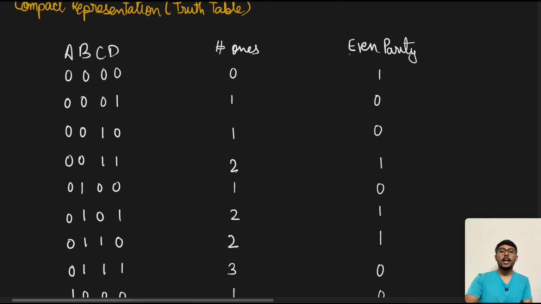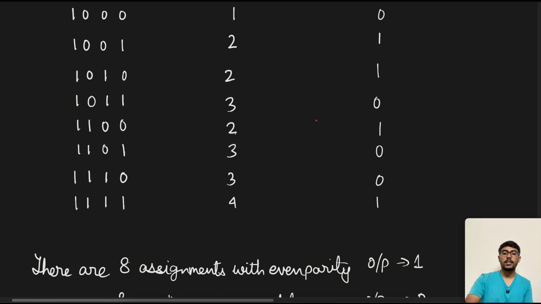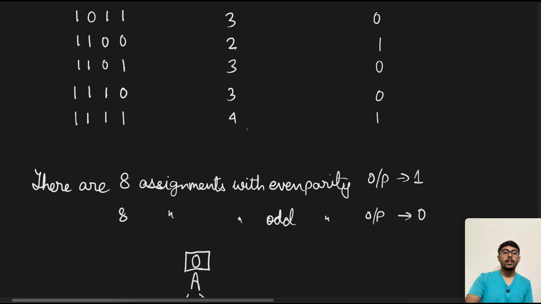At column 3, which is the important one, we count whether the number of ones is even; if so, even parity is 1. So 0 is even, so 1, then 1 gives 0, then 2 gives 1, then 2 gives 1 and likewise. So we calculate that, and we figure out that there are 8 assignments with even parity, output 1, and 8 assignments with odd parity, output 0.